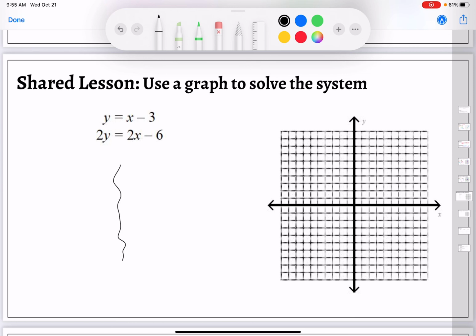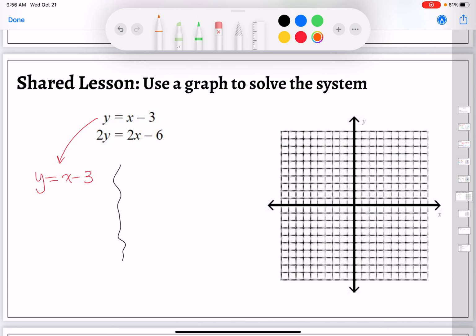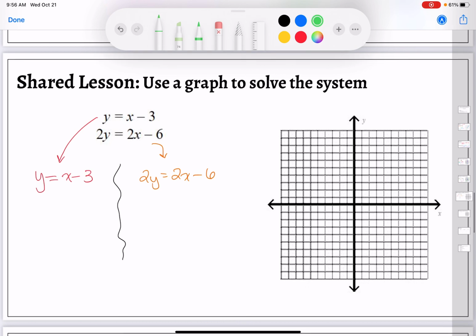So again, I'm going to split my work. My top equation is going to go over here on the left, y equals x minus 3. My bottom equation is going to go over here on the right, 2y equals 2x minus 6. Okay, top equation, looks pretty familiar, same as the last one. Invisible 1 for my slope, y-intercept is negative 3. Okay, and then rise 1, run 1, get your line all the way across your graph.